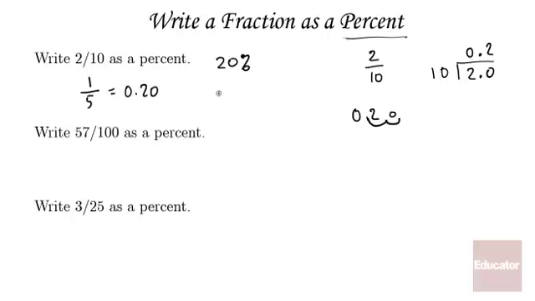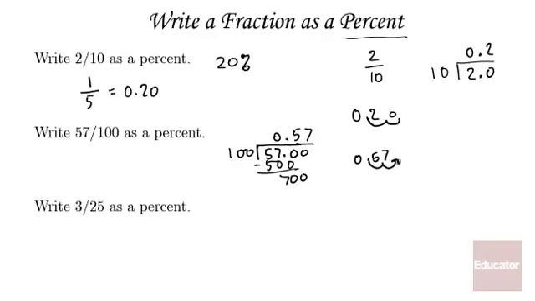Write 57 over 100 as a percent. So I'm going to divide the numerator 57 by 100. It won't go in, but it'll go into 575 times. And then later, it will go into 707 times. So you have 0.57. Move the decimal to the right 2 times, and you get 57%. And remember that percent means per 100. So 57 per 100, 57%.